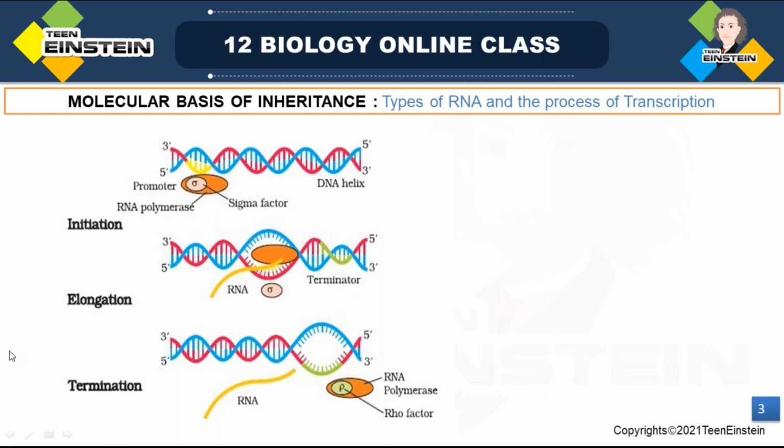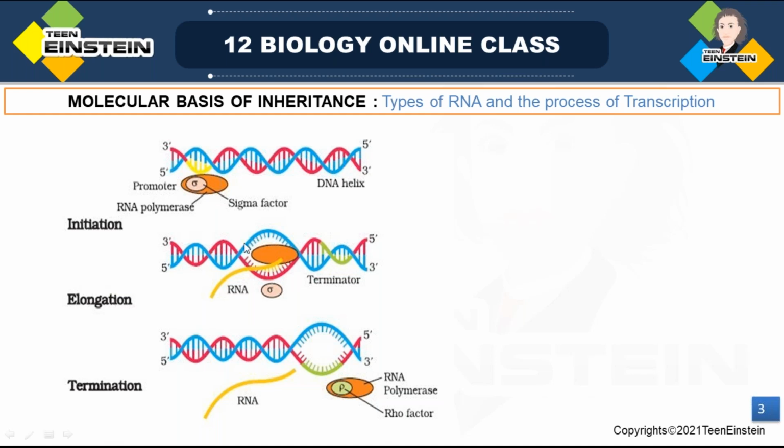Do you have any idea about how RNA polymerase catalyzes all the three steps? Initiation, elongation and termination. Do you have any idea about that? The process of elongation is catalyzed only by the RNA polymerase enzyme. Okay, the process of elongation is catalyzed only by RNA polymerase enzyme.